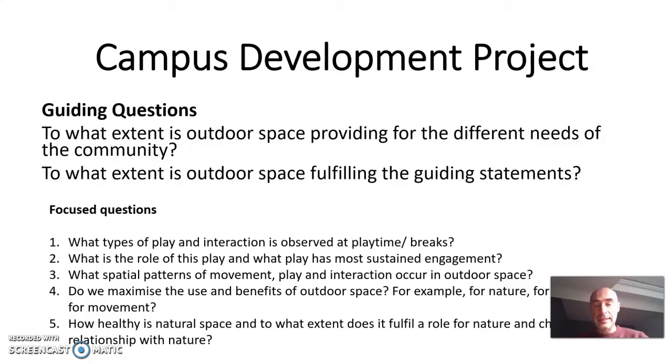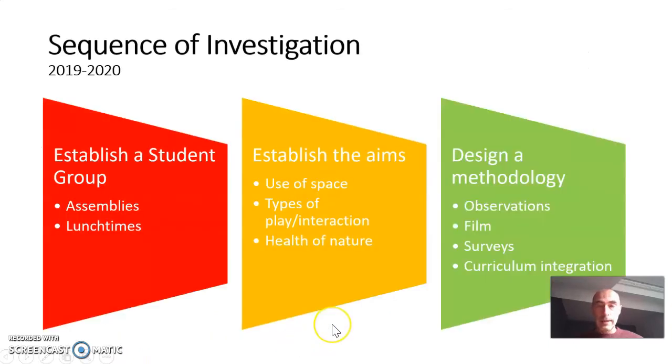So how healthy is natural space, and to what extent does it fulfill a role for nature? And more importantly, I think for us as a school community, our children's relationship with nature. Last year I'll go through a sequence here of what we were looking at.